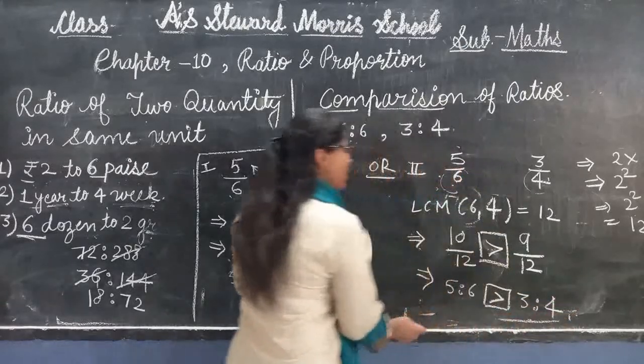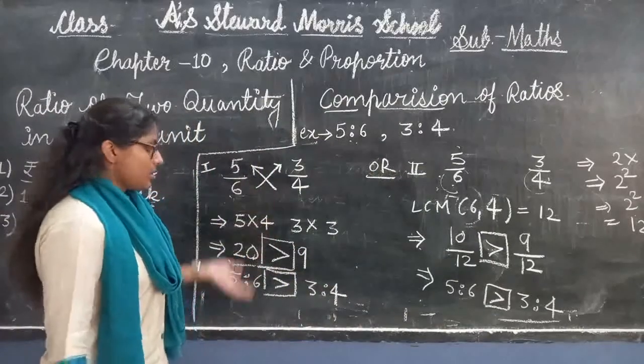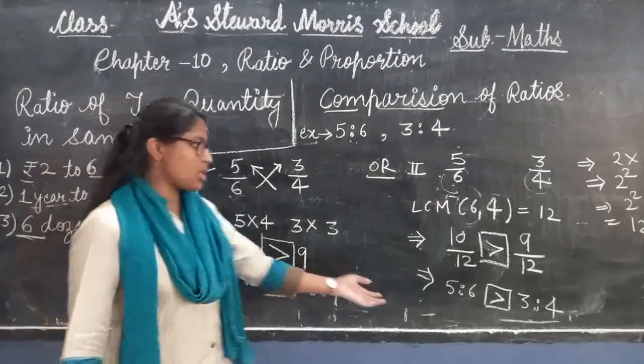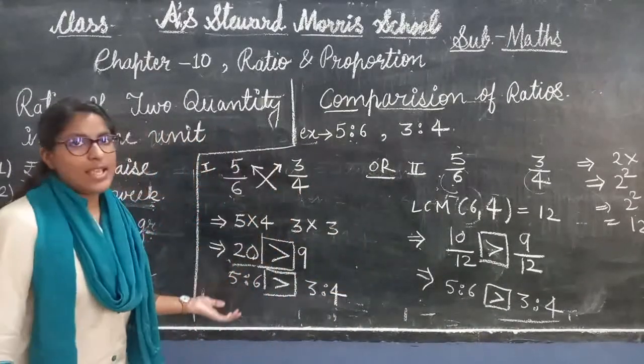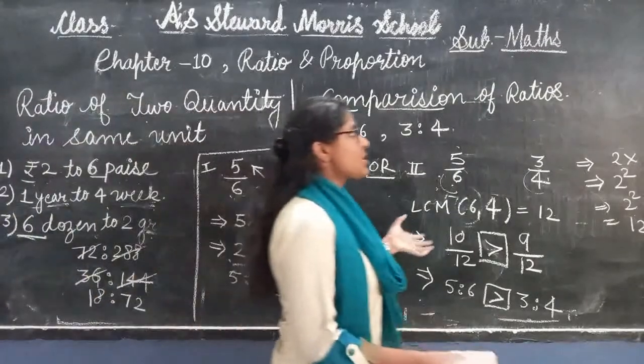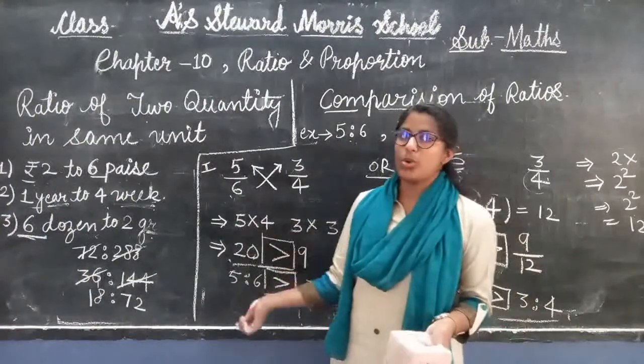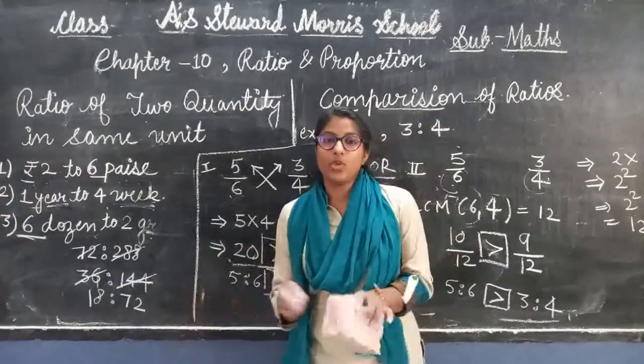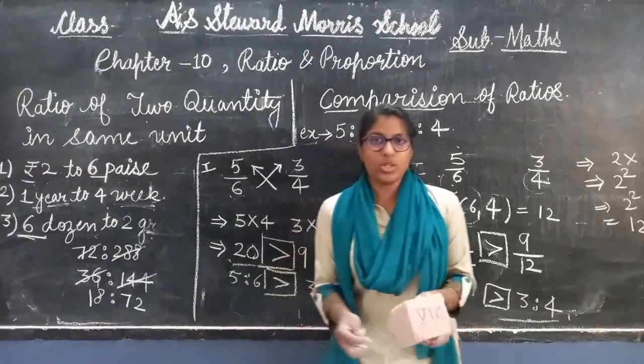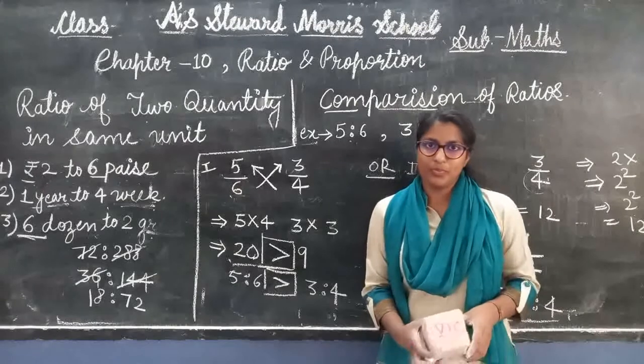So these are two methods of comparison. This is also an easy method and this is also, but if you are going by this, it is less time consuming for you. Okay, so this is about the comparison of ratio and how you express in the ratio if two different quantities, two different units are given to you.